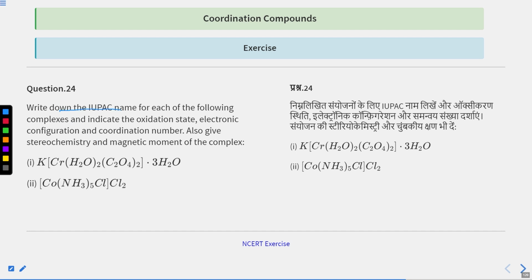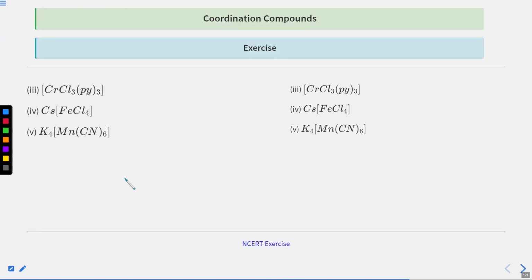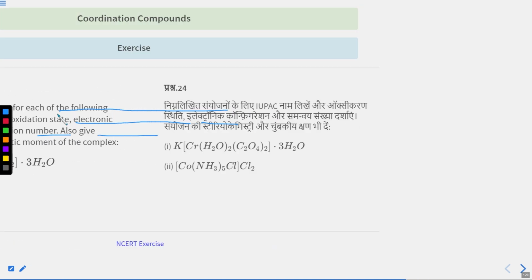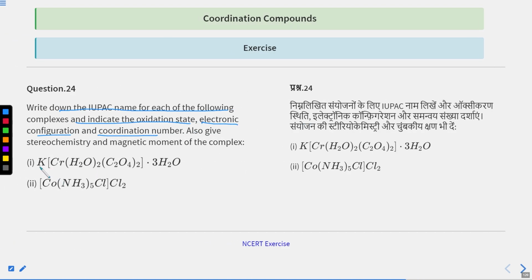Next is: write down the IUPAC name for each of the following complexes and indicate the oxidation state. How will we do it? And next we will write the electronic configuration and the coordination number also. So first of all we will write the name. For the first one, the name will be potassium. So first of all, write this one, potassium. Then we'll write the names of the ligands. What are the ligands? Aqua and oxalato. Since aqua comes first, so diaqua and dioxalato.